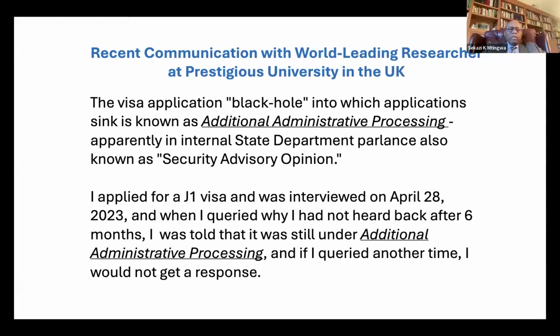So he made the following statements: the visa application black hole into which applications sink, these are applications for visas trying to come to the US to do research, is known as additional administrative processing, which apparently in internal State Department parlance is also known as security advisory opinion.